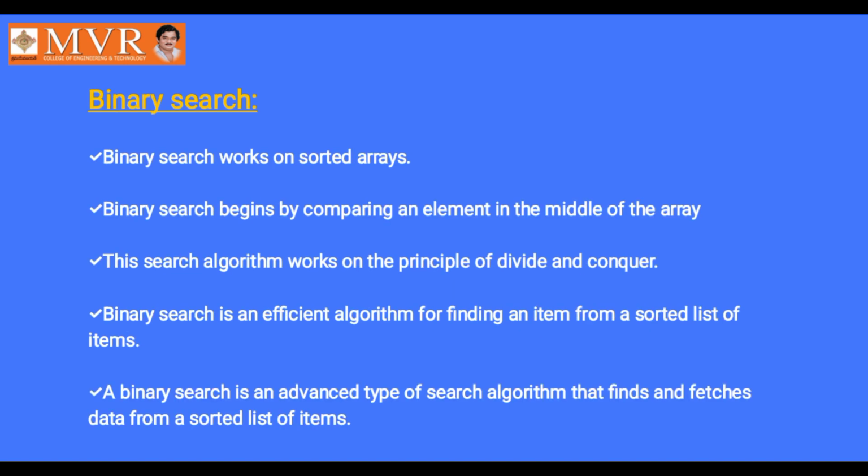Next, coming to binary search. This works on a sorted array. This binary search technique works on a sorted array. That is, if the elements in the array are arranged in ascending order only, then only I can perform the binary search technique. That means the list of elements that I store in the array should be in sorted order, that is in ascending order. Then only I can perform the binary search technique.